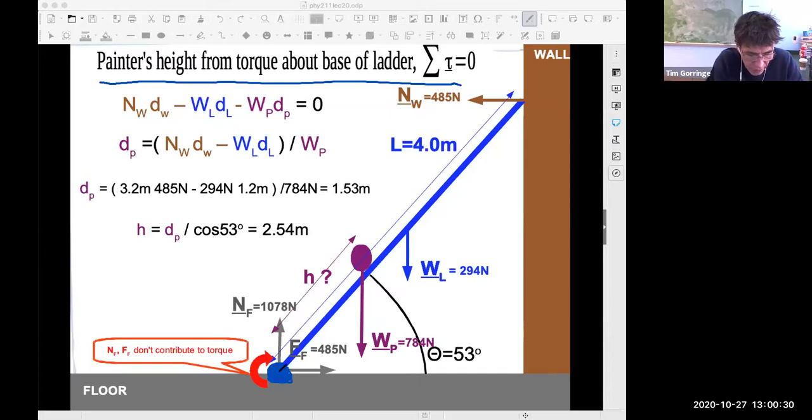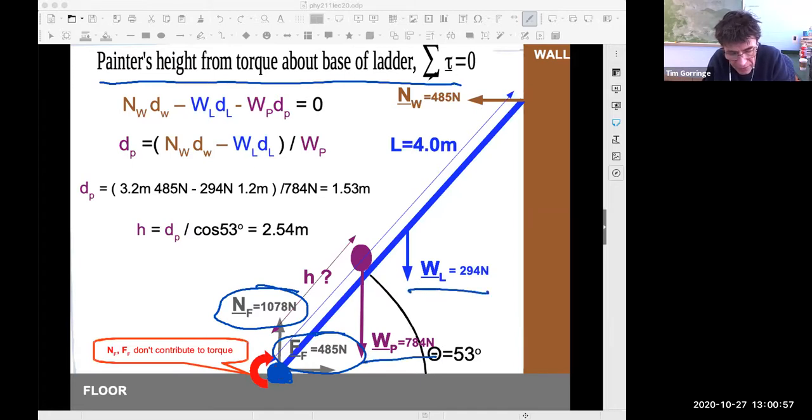Now, as you know, if I'm going to think about the equilibrium of the torques on the ladder about this point, I don't have to worry about the forces that act at that point. So there's the frictional force, and then there's the normal force of the floor at that point, but they can't create torques about that point. The only forces I have to worry about are the weight of the painter, the weight of the ladder, and the normal force of the wall, in terms of the torque that's going to be exerted on the ladder about the base of the ladder.